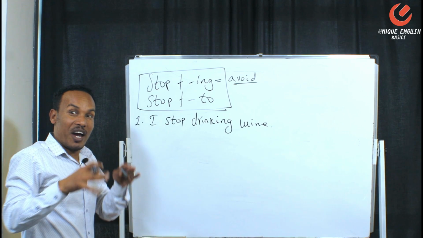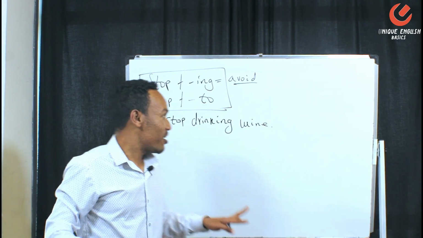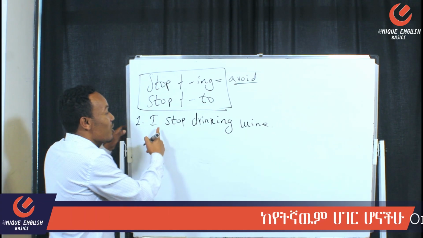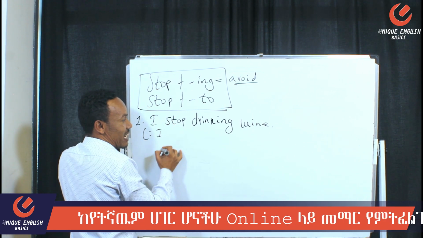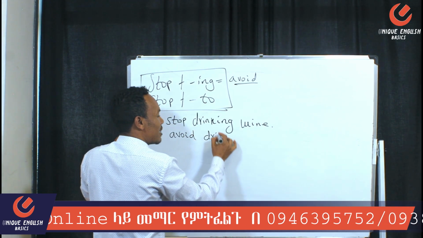So when stop is followed by the ing form, the meaning is to avoid doing something. To avoid doing something, when stop is followed by the ing form of the main verb. But when stop is followed by infinitive to, the meaning is different. Stop drinking wine, I avoid drinking what.